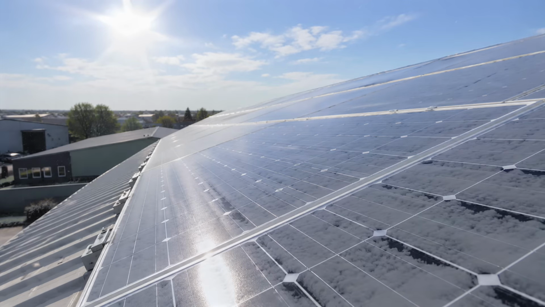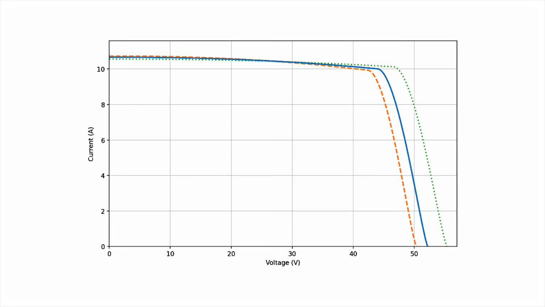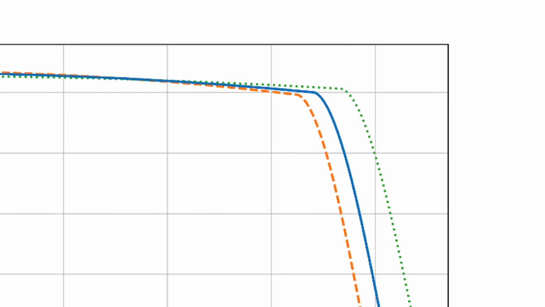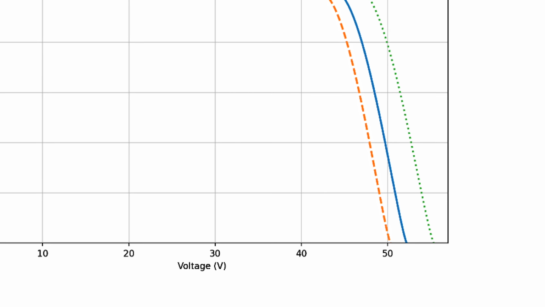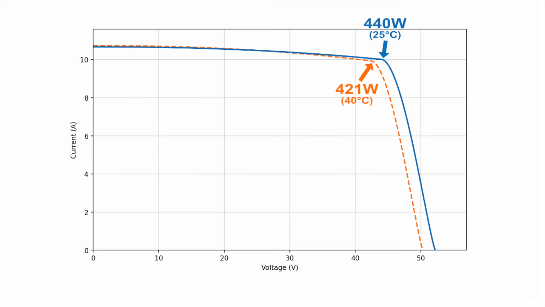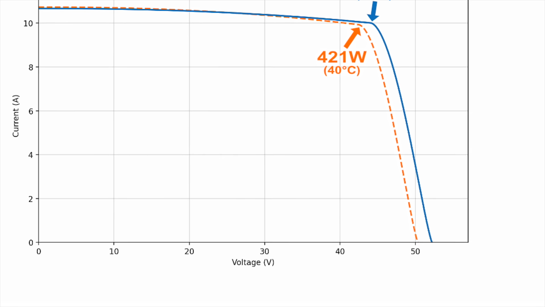Temperature has a huge influence on how a panel performs. As temperature increases, the voltage drops noticeably. Current changes slightly, but voltage takes the real hit. And because power is voltage multiplied by current, that drop in voltage pulls the overall power down with it. So if you look at the curve, the knee shifts to the left as temperature rises. Lower voltage at maximum power, similar current, less overall power.